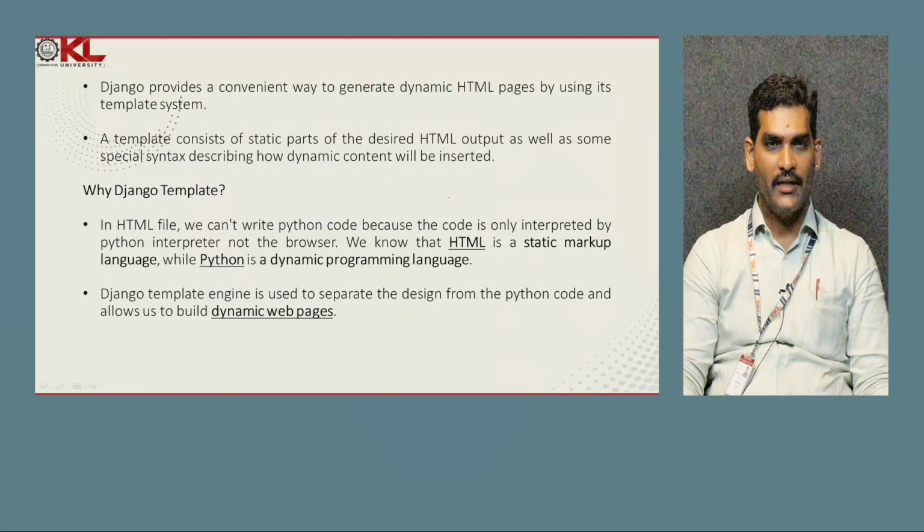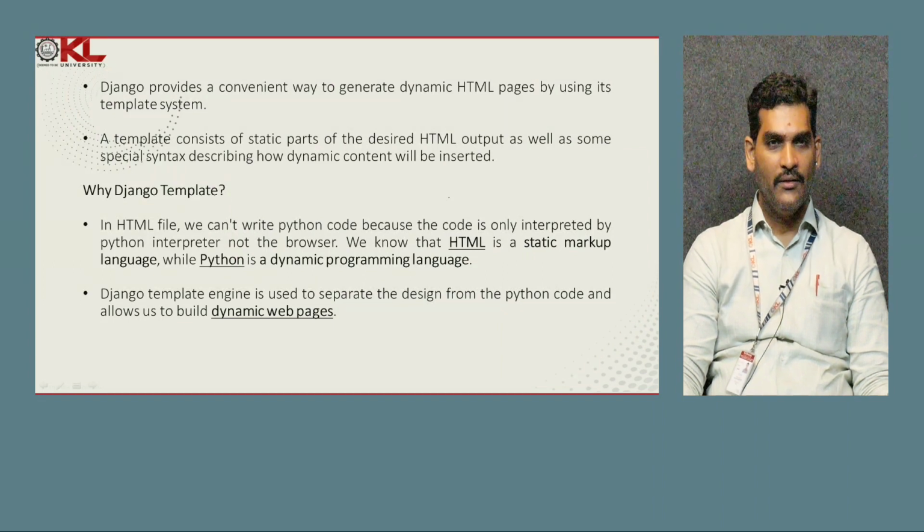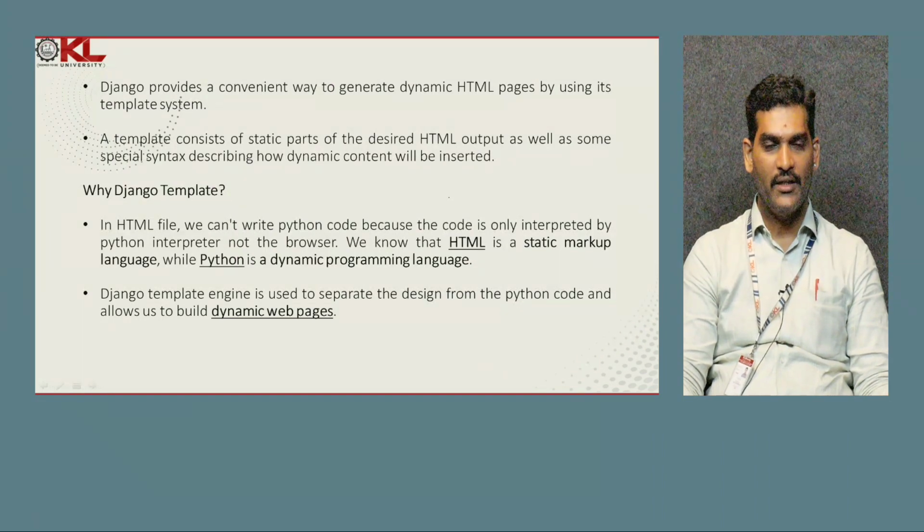Django provides a convenient way to generate dynamic HTML pages by using its template system. Whatever template files, HTML files we have, those will be stored under a single folder called templates. Any images we will keep under a folder called image. So a static folder will be there. Under that we have CSS files and also media files. Like that, a separate structure will be there for Django.